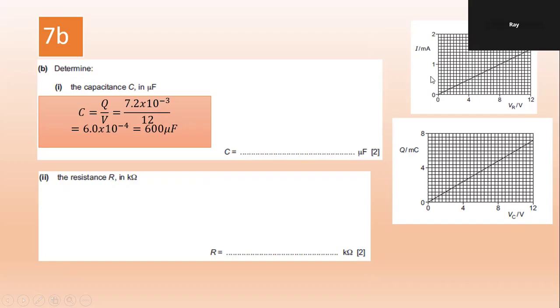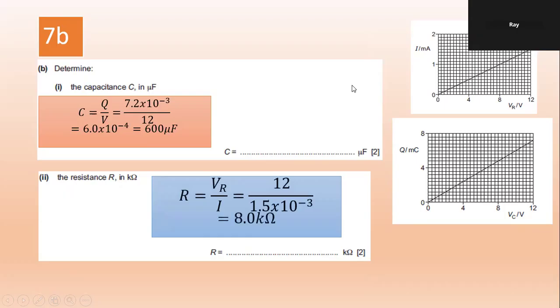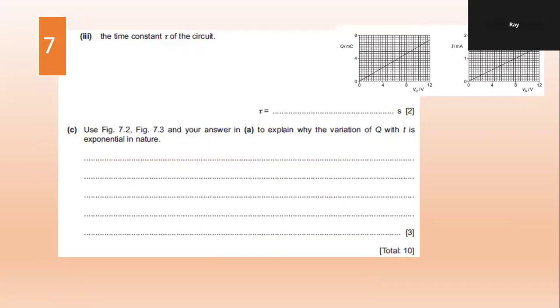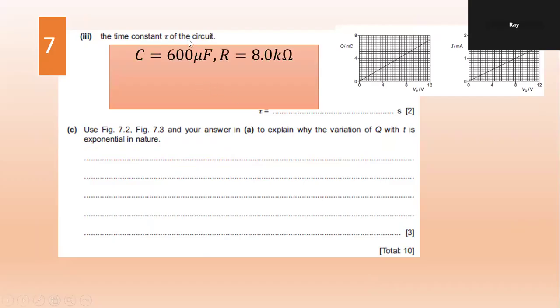Resistance R you can work out reading the graph only. This is an easy question. 12 volt divided by the current VR, 8.0 kilo ohm. Any comments so far? No. Need me to explain further? Let me know. Time constant is RC. You calculate C, you calculate R, and time constant is RC. Change to SI unit, calculate out 4.8 seconds.